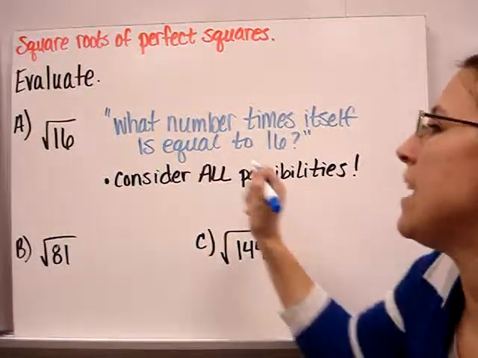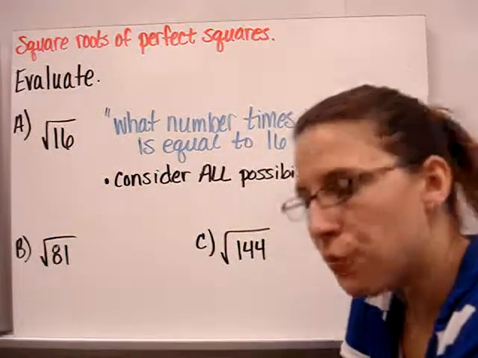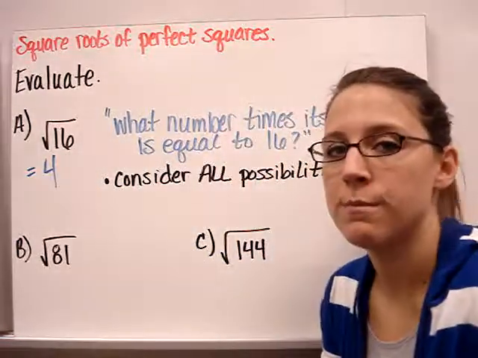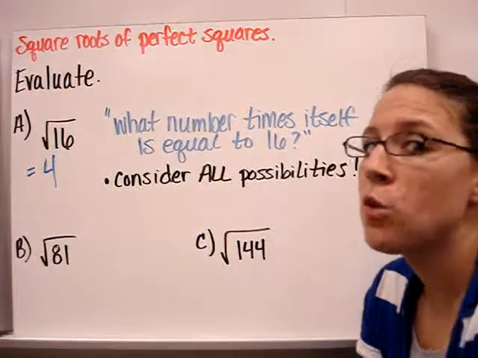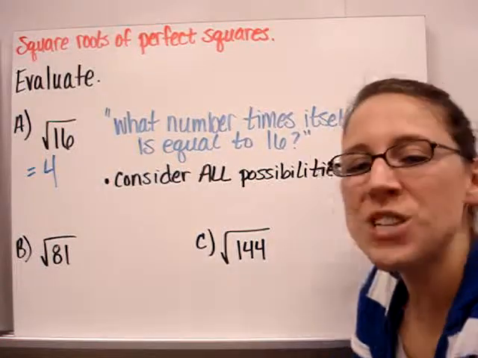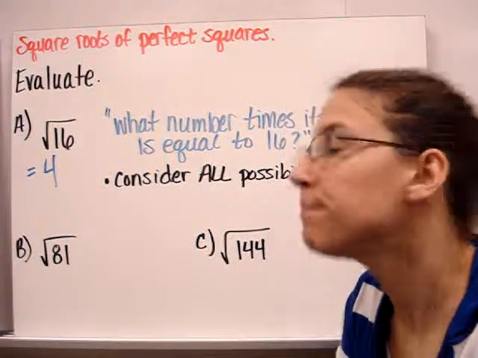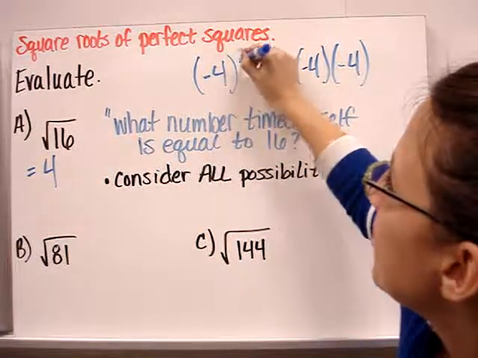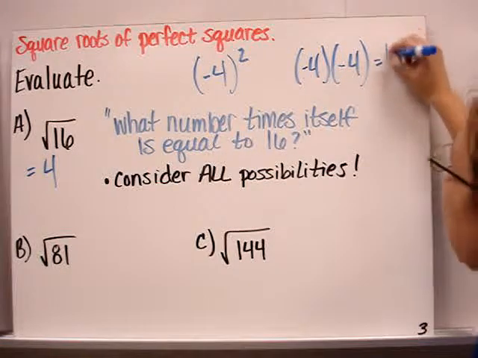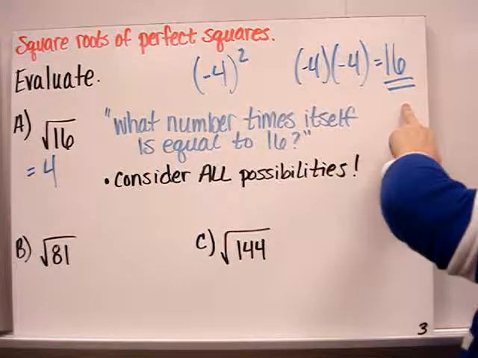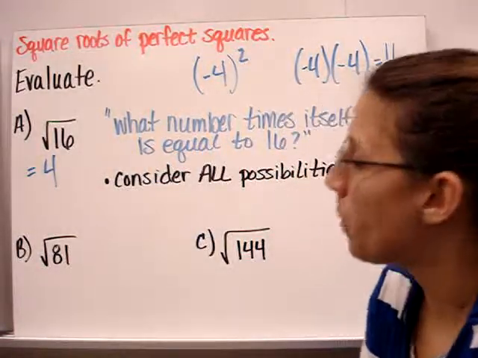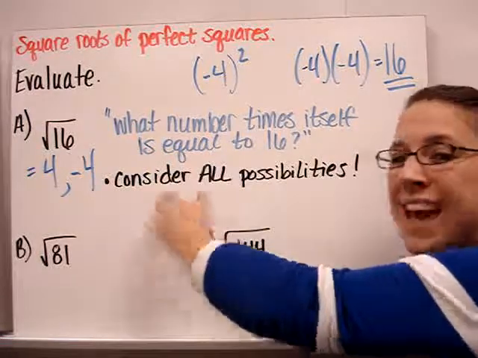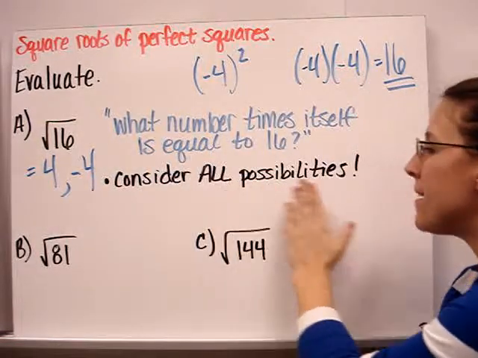Now, what number times itself is equal to 16? 4 times 4 is equal to 16. So we can say that the square root of 16 is 4, because 4 times 4 is 16. 4 squared, 4 to the second power is 16. But isn't it true that negative 4 times negative 4, or negative 4 to the second power, is equal to positive 16, because a negative times a negative is a positive? This is true. So this has 2 answers, 4 and negative 4. That's what I mean when I say, really think deeply, consider all possibilities.